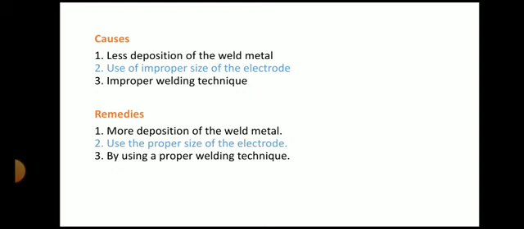Now the causes: less deposition of the weld metal, so if you have deposited less metal, then use of an improper size of electrode. If the size of the electrode is not proper, then improper welding technique. So you have to work on your welding technique also. Remedies: more deposition of the weld metal. You have to deposit more metal. Then use a proper size of electrode and use a proper welding technique.